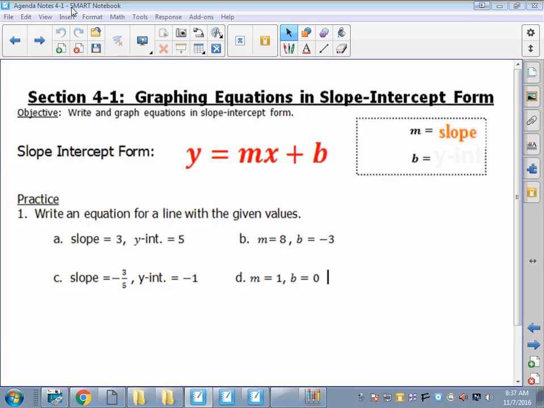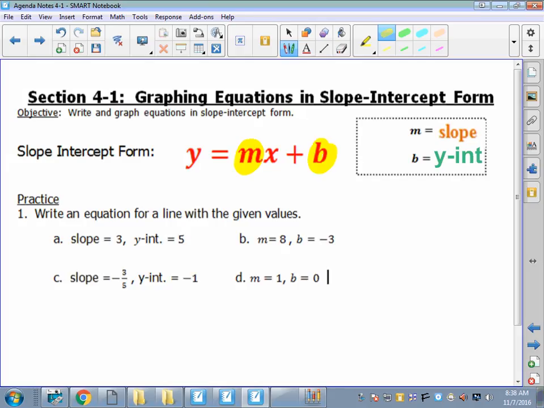The m always, again, stands for slope. The b might be new to you. It is the y-intercept. So I've got a couple simple examples down here. Practice number 1 says write an equation for a line with the given values. Notice I give you the information. I either call it the slope or the m, and I either call it the y-intercept or the b, but they are interchangeable. So these two pieces of information get filled in, and the x and the y stay at x and y.